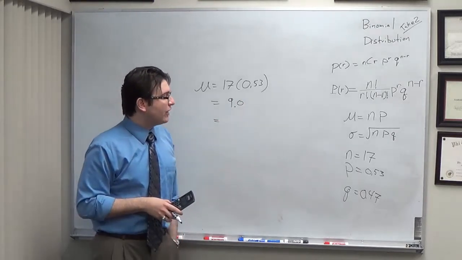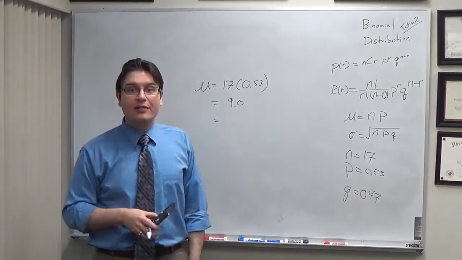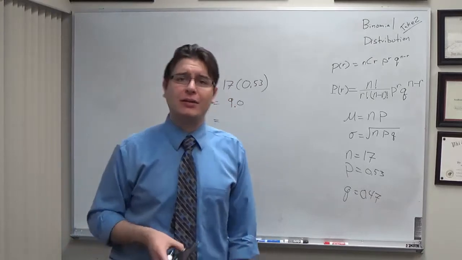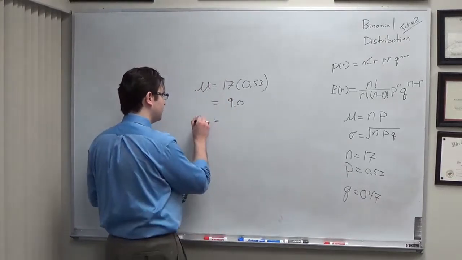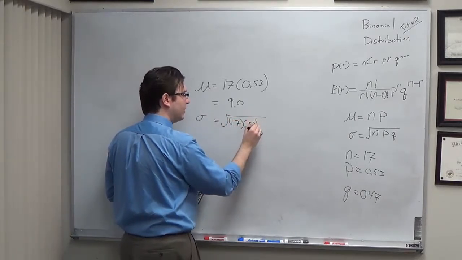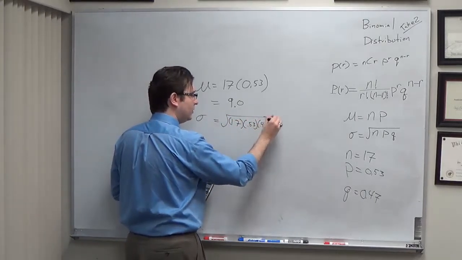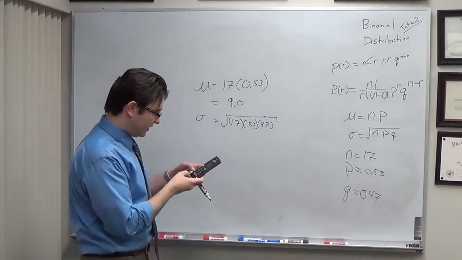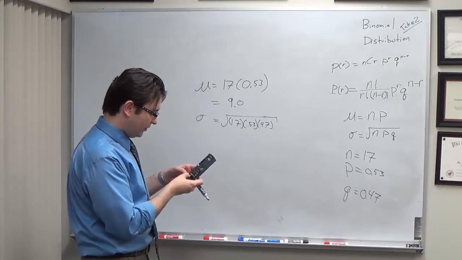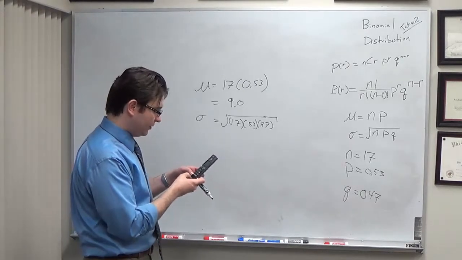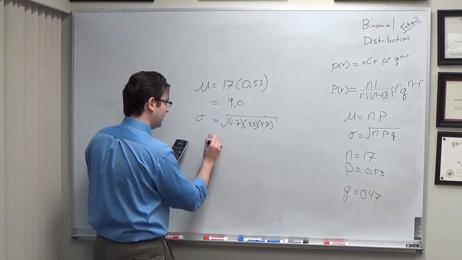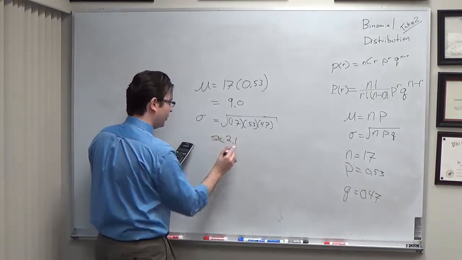I can also calculate my standard deviation. That will tell me how much turbulence I expect, how much variation away from 9 of these 17 we are expecting. 17 times 0.53 times 0.47, all under the square root. So I can hit second and the square root function, and then I can hit 17 times 0.53 times 0.47, and I don't need to use any parentheses. And I'll get approximately 2.1.